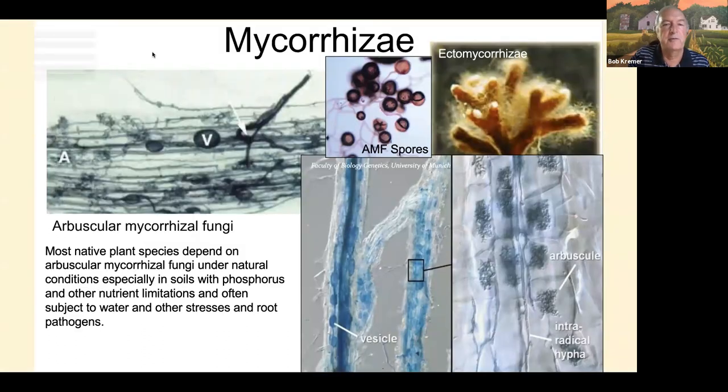Another function that the microbiome provides is through the mycorrhizae, which you are probably already familiar with. They are a symbiotic type of fungi that infect the roots. They populate the soil with their spores that can be used on new plants that are emerging. You see these structures that infect the roots that will exchange water and nutrients from the soil for carbon from the plant for the mycorrhizae. Most of the native species depend on arbuscular mycorrhizae. This is what the arbuscules are for this particular type of mycorrhizae, especially in soils with phosphorus and other nutrient limitations that the plants cannot take up, and often subject to water and other stresses and root pathogens. The mycorrhizae can also produce antibiotics to help suppress any root infections or root diseases.